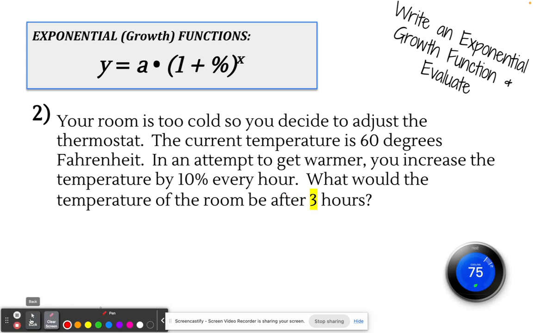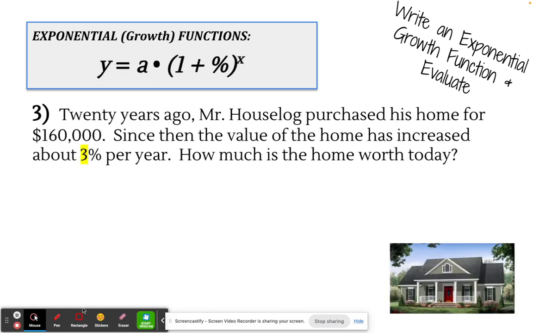Let's look at my next example. It says, 20 years ago, Mr. Hoslag purchased a home for $160,000. Since then, the value of the home has increased about 3% per year. How much is it worth today? Well, we originally purchased it for $160,000. That sounds like my starting point, or A.